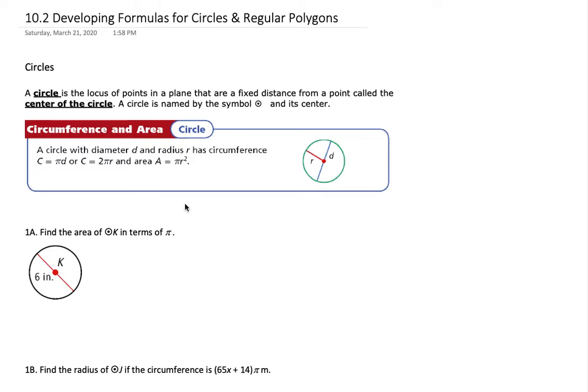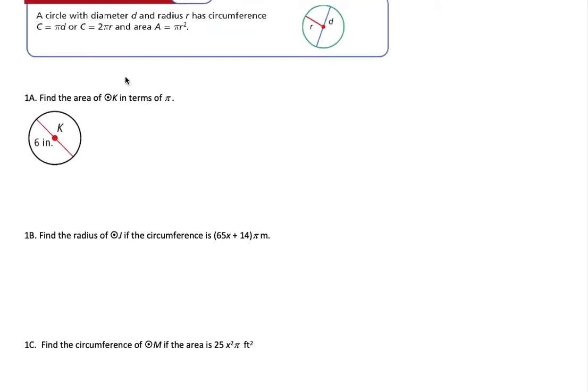So let's find the area of circle K in terms of pi. Terms of pi means that you're not going to get a decimal approximation. You're going to leave it so that it is exact. So pi will be in your answer. So area is going to be pi r squared. So our radius is 3 because our diameter is 6, so 3 squared. So I'm going to write this as my area is 9 pi inches squared.